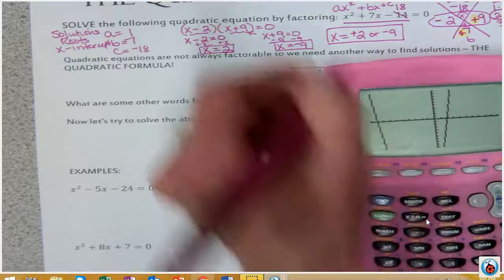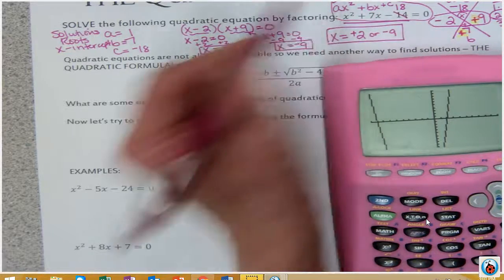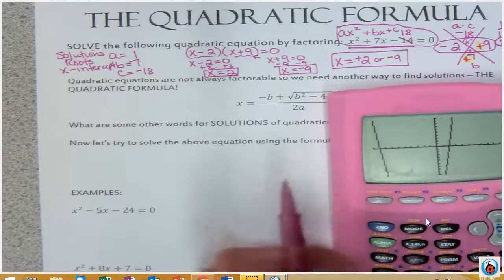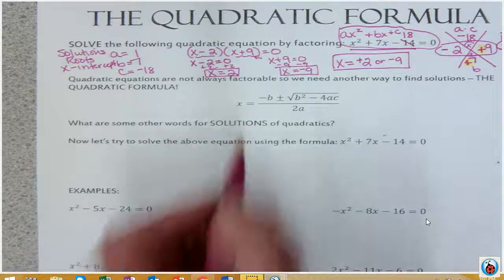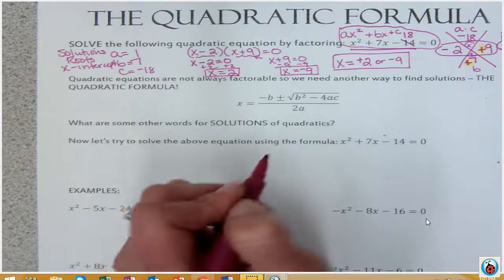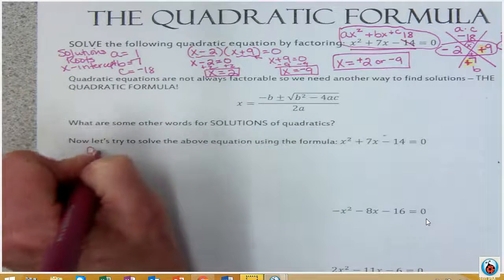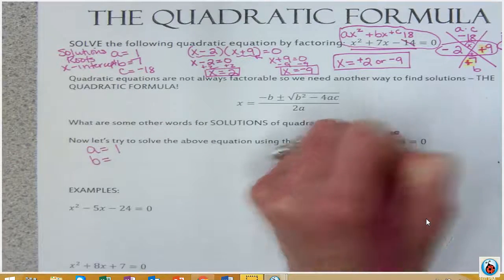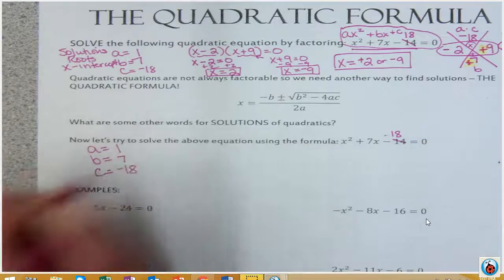Where does this parabola, shown by this quadratic, cross the x-axis, and that is at positive 2 and negative 9. Okay, so now that's using the factoring. If we're going to use the quadratic formula, we do the same thing. We figure out what is our A value, 1. What is our B value? We're going to go ahead and change this to 18 as well. B value would be 7, C value would be negative 18.